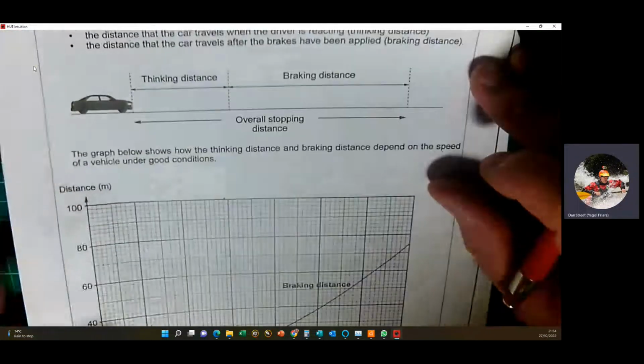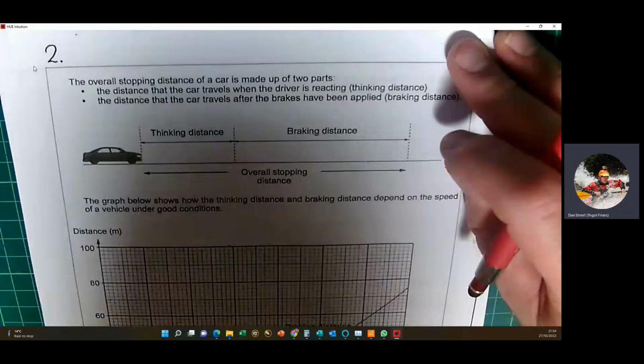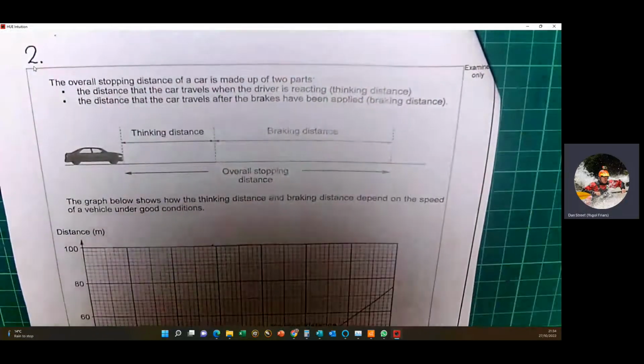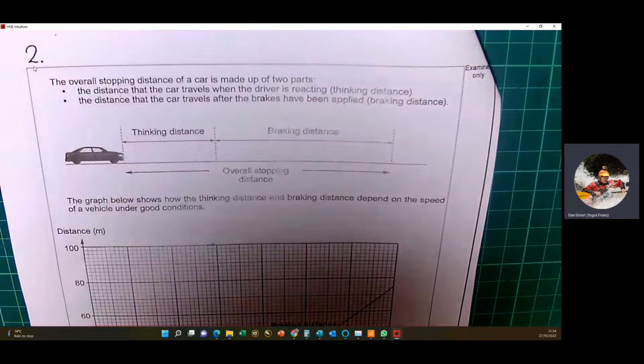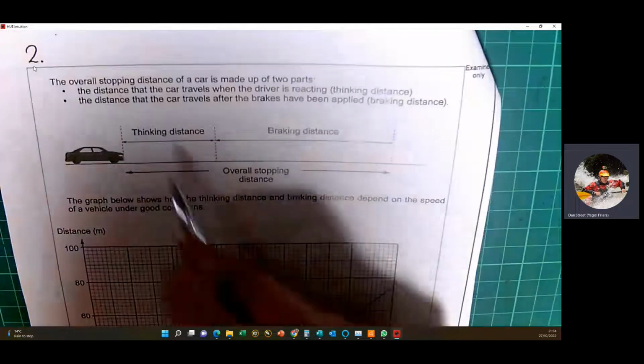Okay, so moving on to our next question. Again, this deals with stopping distances. So the overall stopping distance of a car is made up of 2 parts. The distance that the car travels when the driver is reacting is the thinking distance, and the distance that the car travels after the brakes have been applied is the braking distance. So we've got a diagram to explain that.